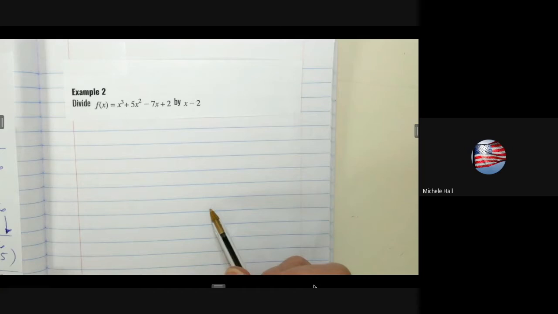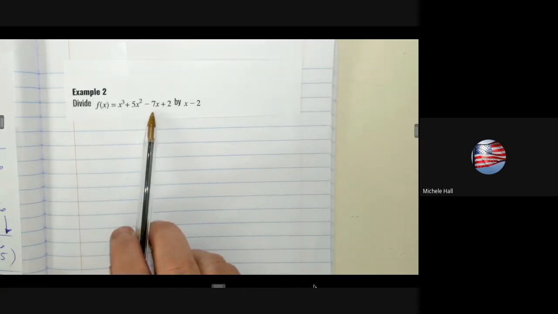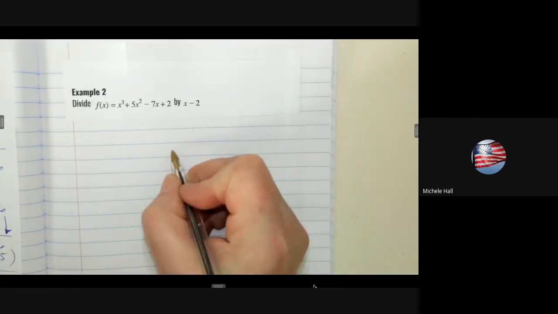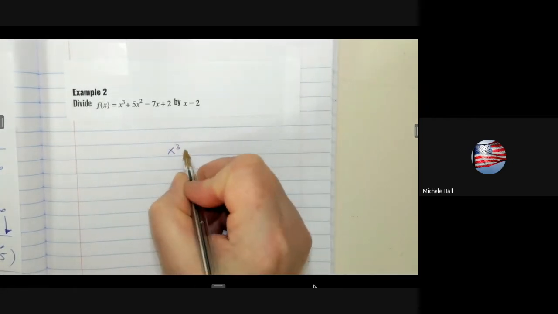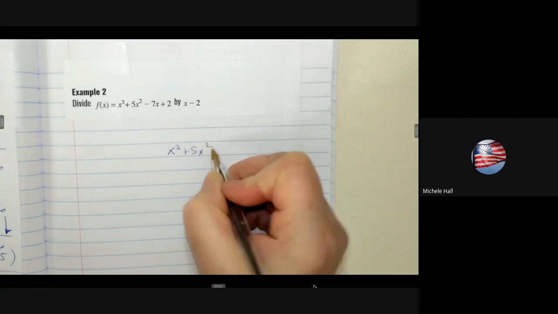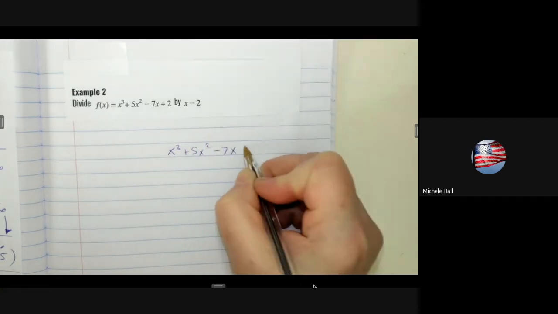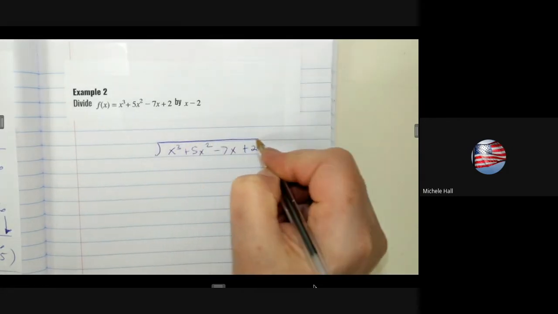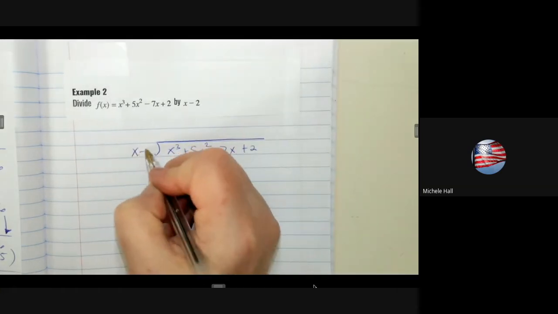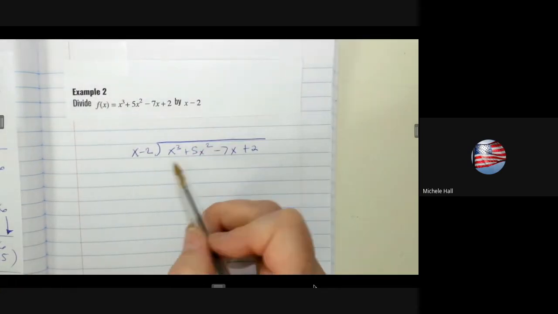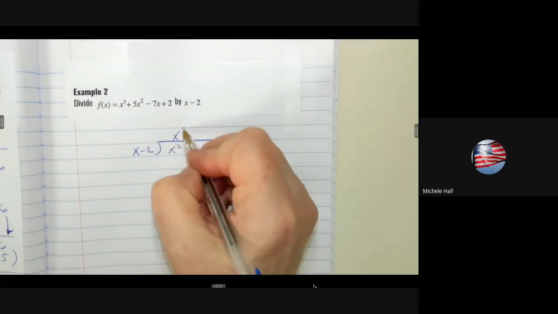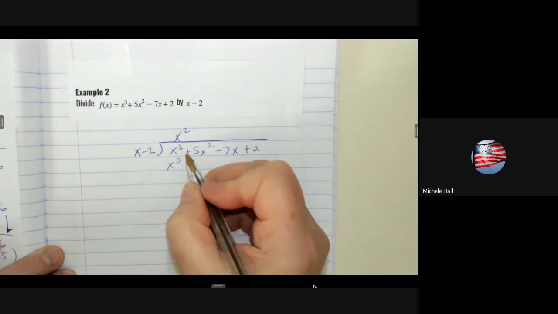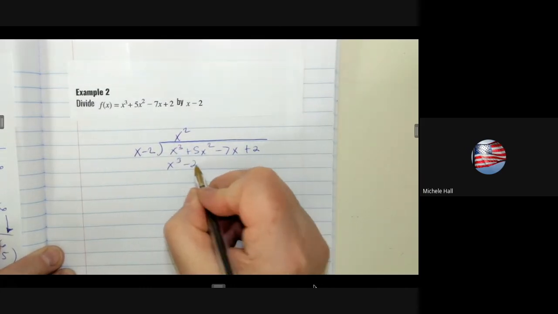Example 2. Divide f of x by this linear factor, x minus 2. We have x cubed, we have an x squared, we have an x, and we have a constant. I don't need to fill in any zeros. Divided by this linear factor, x minus 2. What times x is x cubed? X squared times x is x cubed. X squared times negative 2 is negative 2x squared.